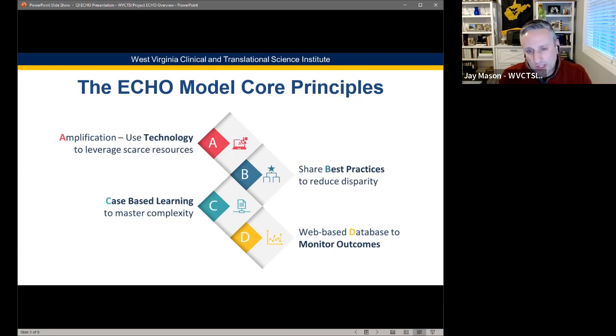And then the last one is really an internal to ECHO principle, where we use web-based databases to monitor outcomes, and that's a requirement from them. They have a specific system, and we have to catalog all our information there. So that one's kind of internal to us.